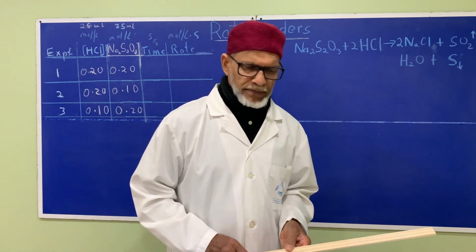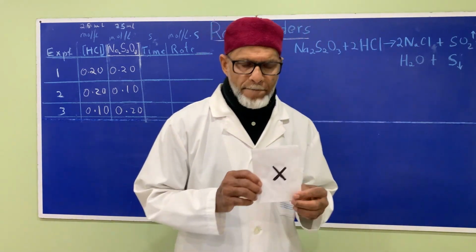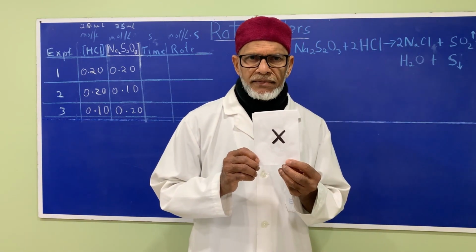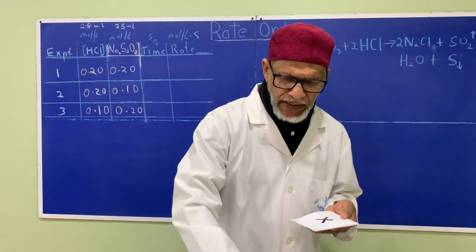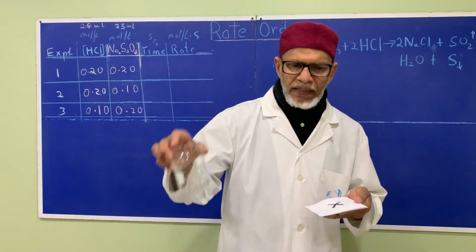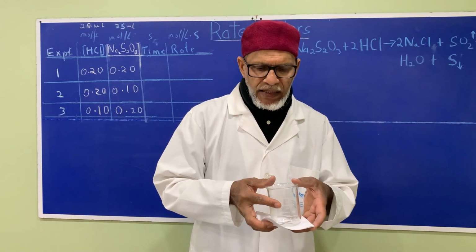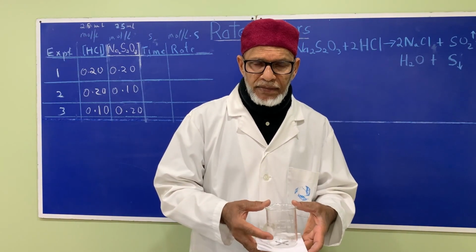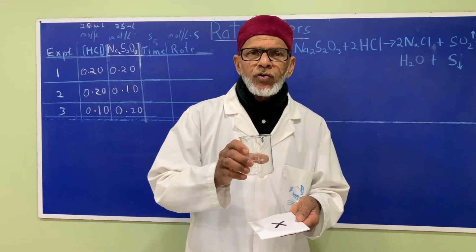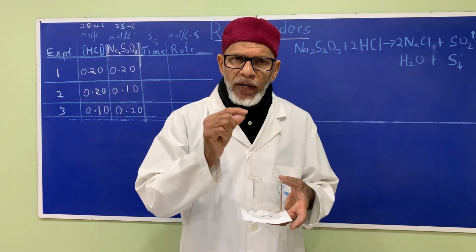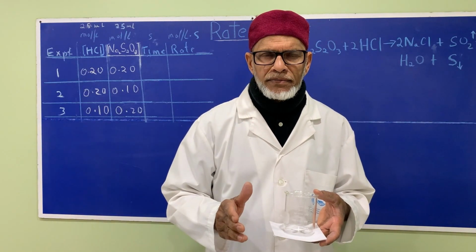How can that be done? What we'll do is this. This is an X that's written on this paper here. We'll take a beaker and put it over this X and let this rest on the table. In this beaker, we will add the two reactants. The moment we add these two reactants together, we start our stop clock.